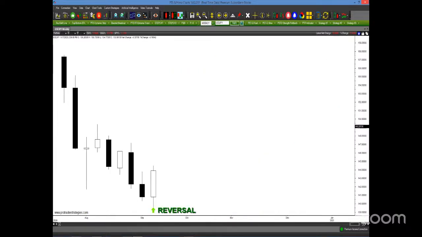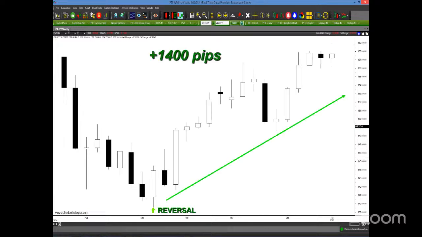And let's go through the process once again. Here's a weekly chart of the dollar yen. The stock is heading lower. A reversal bar was generated. You can either buy or start to look for buy signals using whatever method you like. 1,400 pips in the next 4 months. That's roughly $14,000 per unit that you potentially could have captured if you held on.